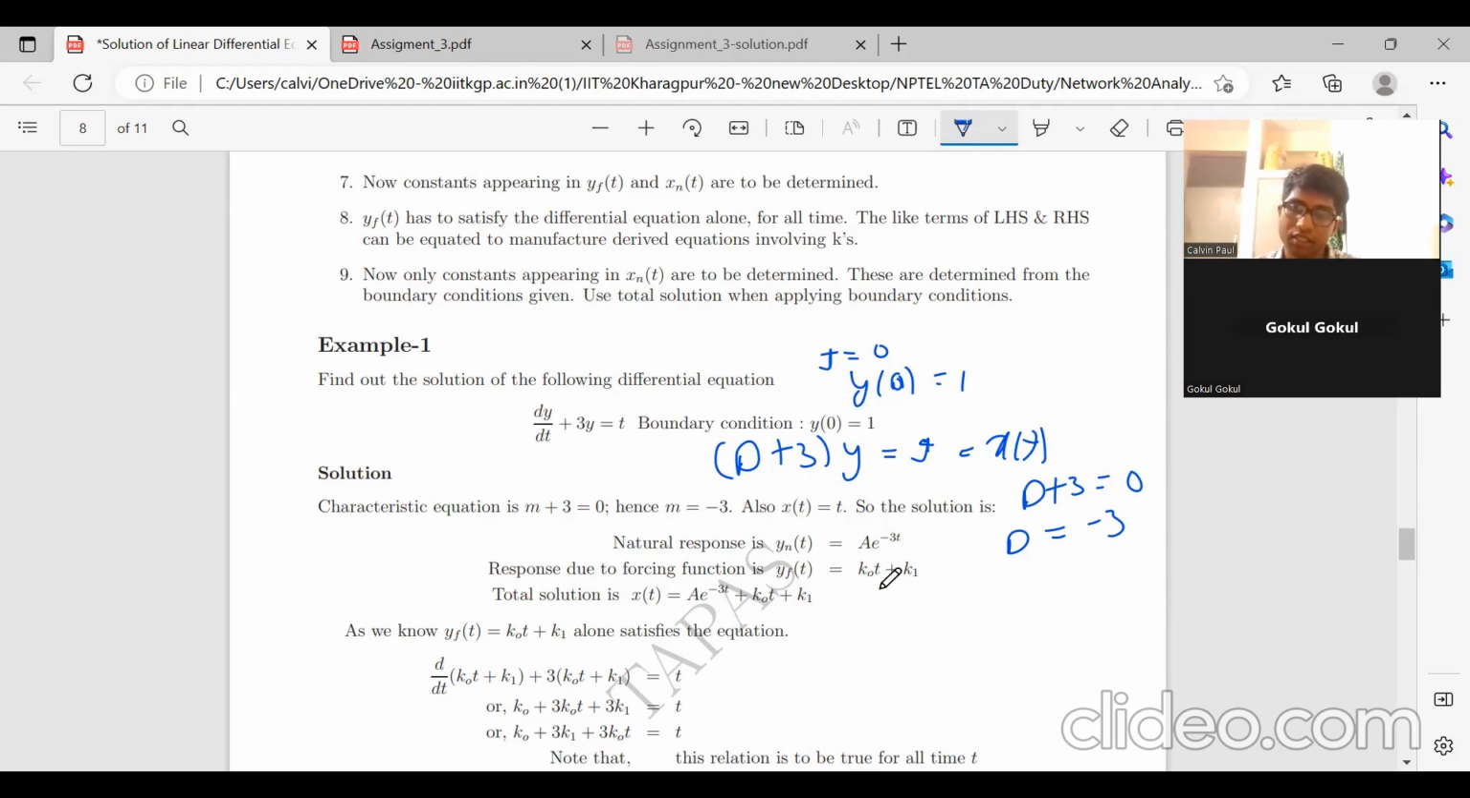Now, this is the forcing function t. So the forced response is the forcing function into some constant plus the derivative of the forcing function. When we take the derivative of t, we get 1. So it is k0 t plus k1. When we take further higher order derivatives, the derivative of 1 is 0, so we don't consider that. So what we get is the total response of the system equal to a into e to the power minus 3t plus k0 t plus k1.